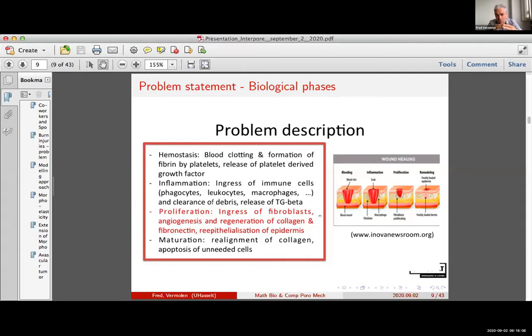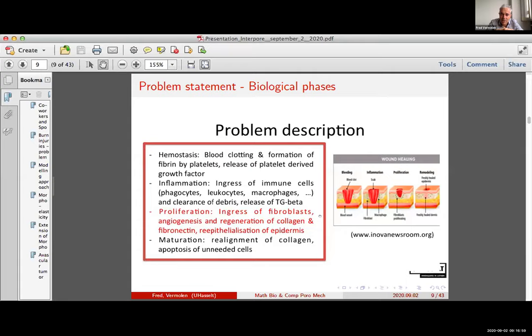So the white blood cells, like phagocytes, leukocytes, macrophages, will enter the wound area and they will clear up the debris. They will clear up all the contaminants, and they will also release another chemical, TGF-β, which is triggering the proliferative phase, which is the next phase, which amounts to the ingress of fibroblasts. And these fibroblasts were the construction workers that were responsible for the regeneration of collagen, as I mentioned earlier. And another thing they do is they exert forces on their direct environment.